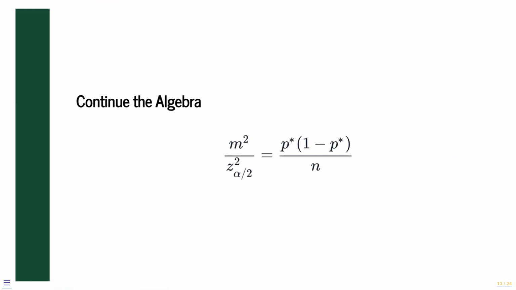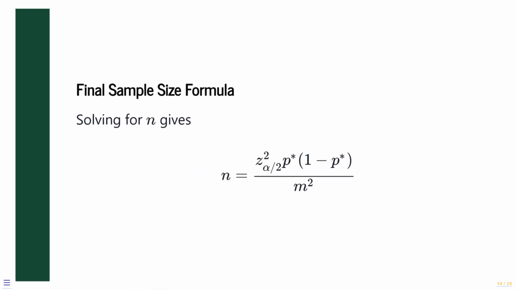Next, we square both sides of the equation to eliminate the square root. This gives the margin of error squared and divided by the square of the critical value equal to p star times 1 minus p star divided by the sample size. Finally, rearranging the equation and solving for n produces the formula for the required sample size. The result is that n equals the square of the critical value times p star times 1 minus p star divided by the margin of error squared.